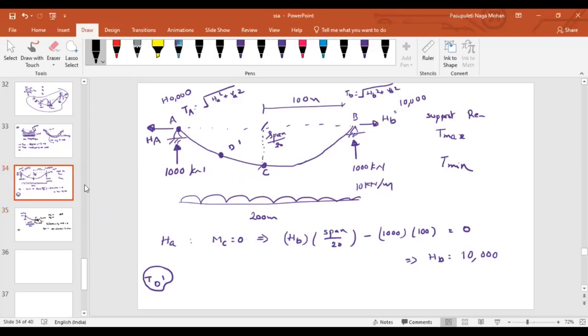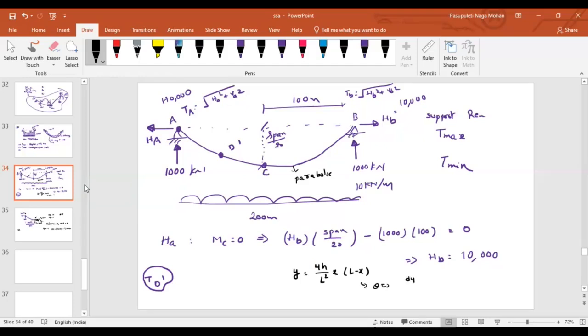But what is the other way of finding the angle? If I told you that it is a horizontal component, what will be the shape? It will be in the form of a parabola. If it is parabolic, what is the variation? y will be equal to 4h by L square into x into (L minus x). Now what are we interested in? We are interested in finding theta.